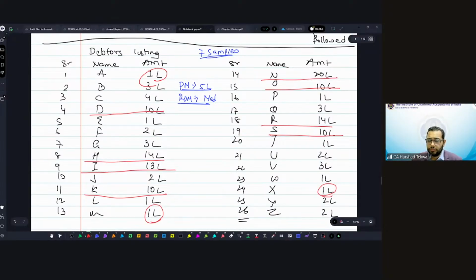Sir, in this case, we can put the items in blocks. We can select above 5 lakh as one block and below 5 lakh, 1 lakh, and in that we can select some random items. Yes, like that can be done.